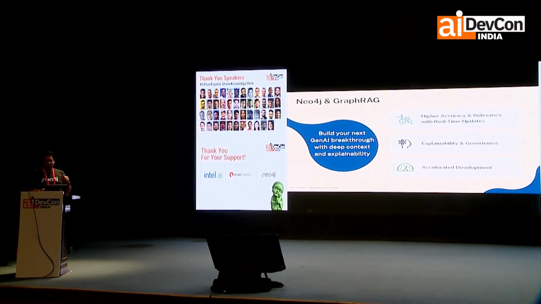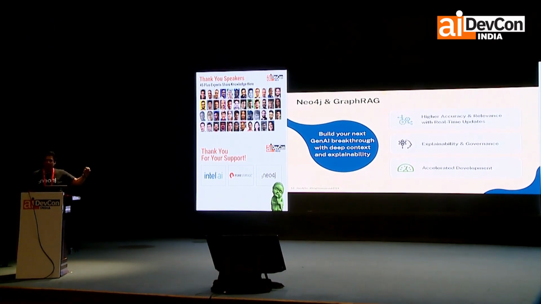When I say explainability, the black box nature of vector RAG fails to give you information in terms of how the answer came in, what the metrics were about it. So your GraphRAG can give you an answer and tell you, okay, these are the chunks that were used, these are the sources that were used, these were the entities that were fetched in, and then you can evaluate your answer, and then you can maybe upvote it or downvote it as well. I mean, you can build an agentic framework later on as well. So ultimately, you can build your next Gen AI breakthrough with deep context and explainability using a GraphRAG approach.